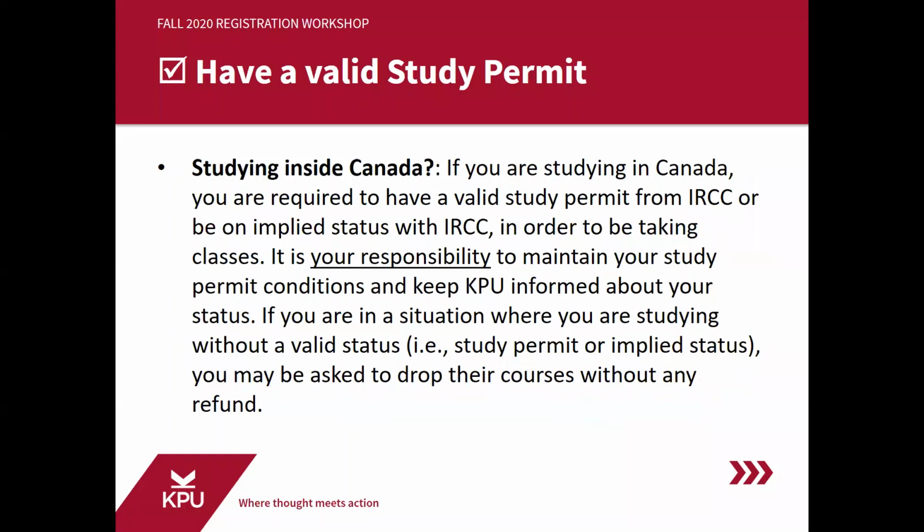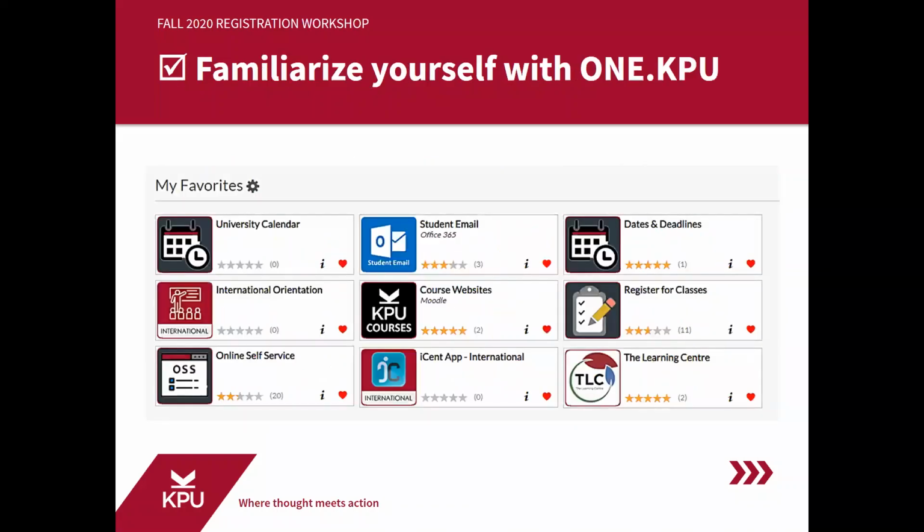So if you're already in Canada and you plan to study inside Canada, then you are required to have a valid study permit from IRCC or be on implied status with IRCC in order to be taking classes. It is your responsibility to maintain your study permit conditions and keep KPU informed about your status. If you are in a situation where you're studying without a valid status, for example, a study permit or implied status, keep in mind that you may be asked to drop your courses without any refund if you have passed the deadline.